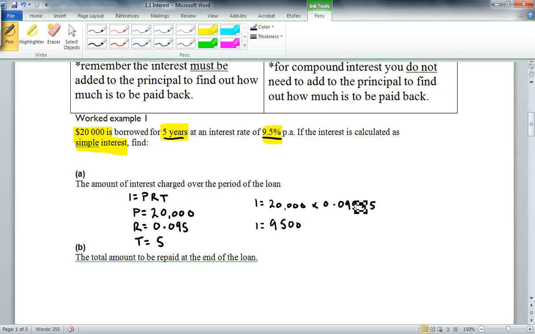interest. The total amount to be repaid, remember, reading this line up here, the interest must be added to the principal to find out how much is to be paid back. So we get the principal, 20,000, plus 9,500, alright, equals 29,500.